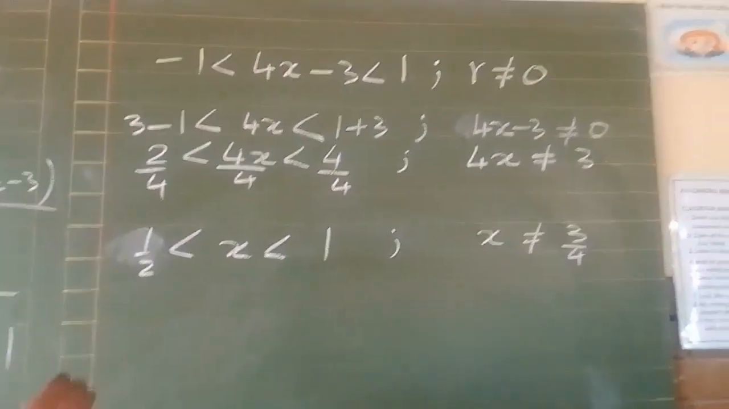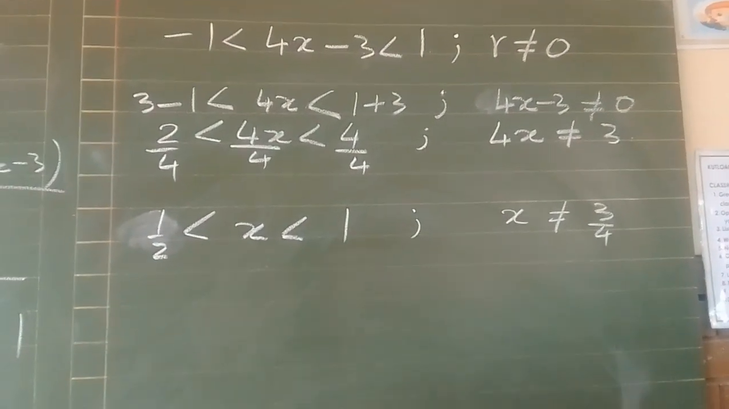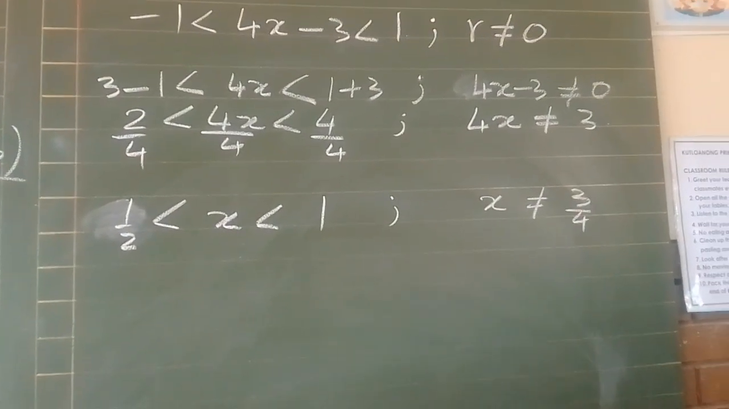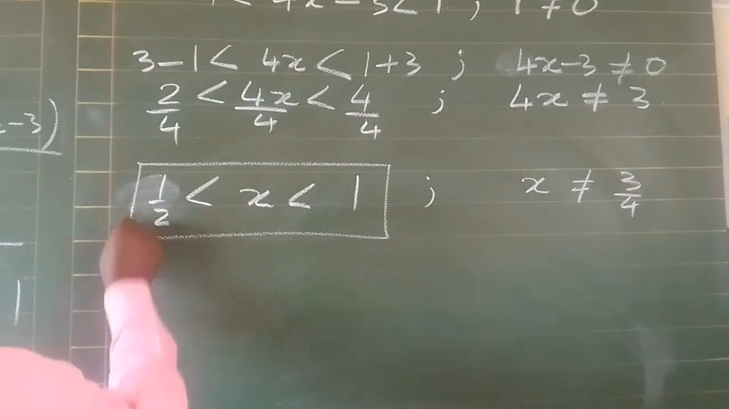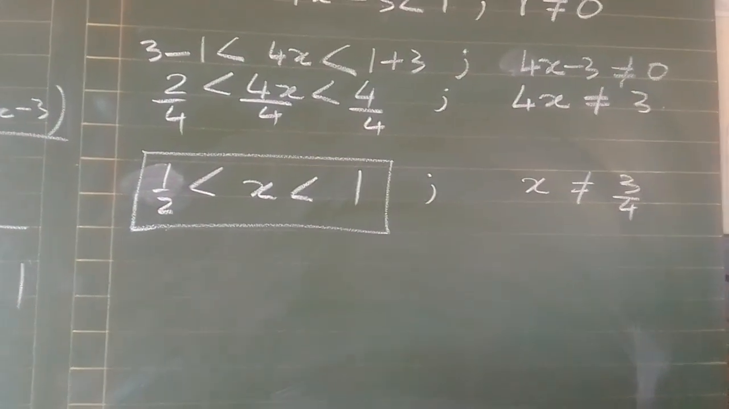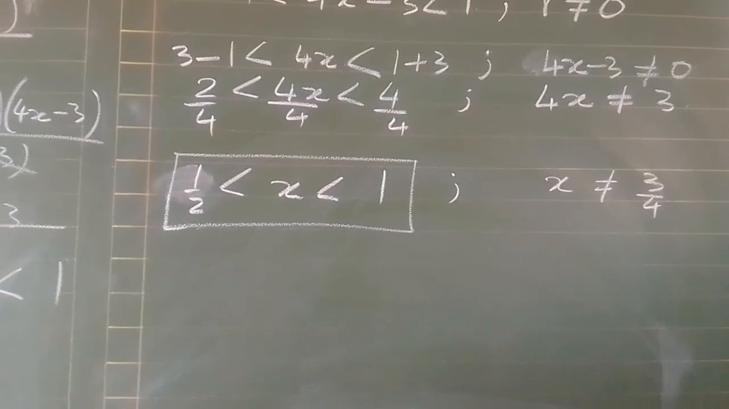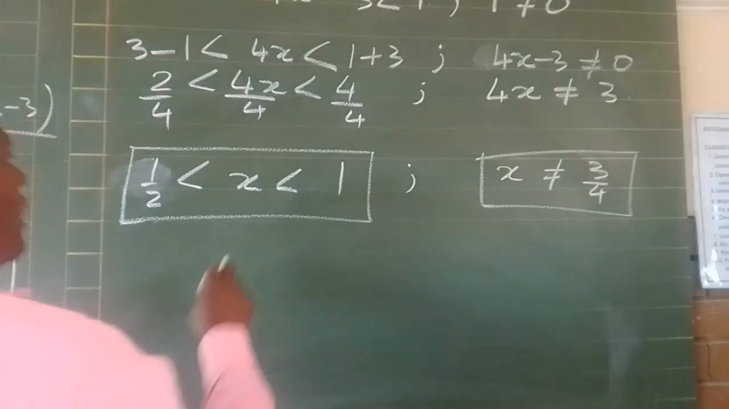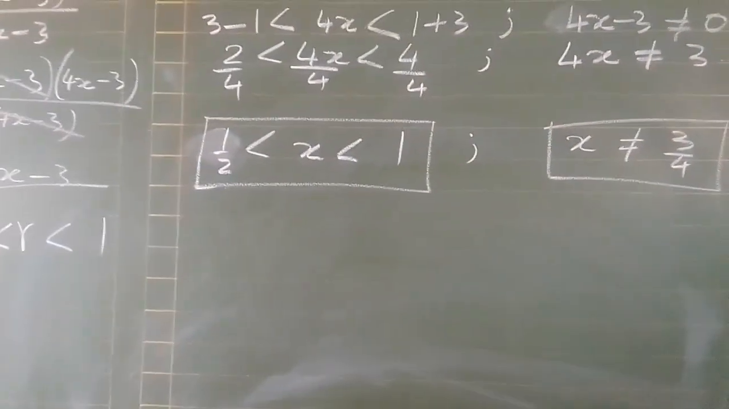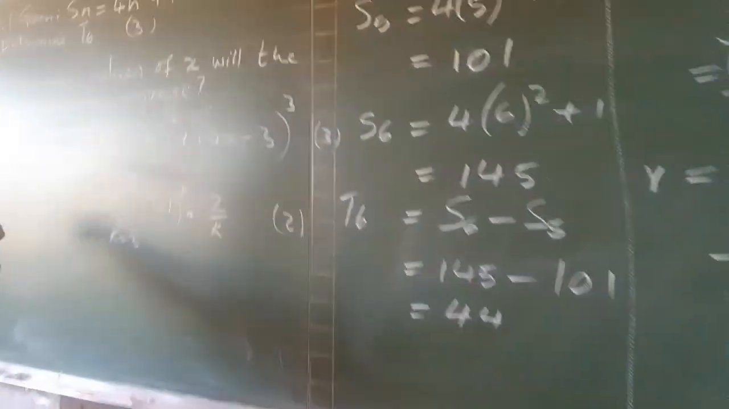Now, as you can check, these are our critical values, where x lies between 1 and a half, but it must never be equal to 3 over 4. That is the answer. Now we're going for question number 3.3.